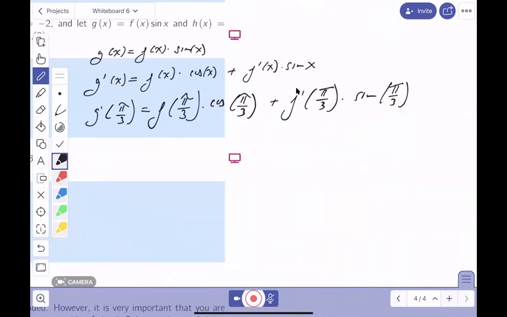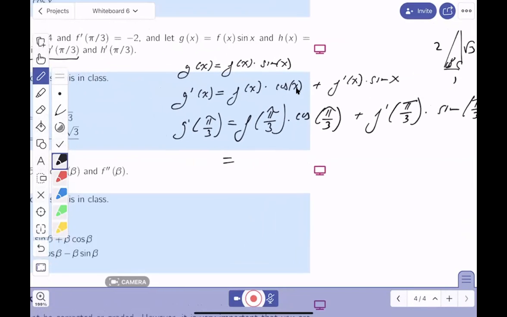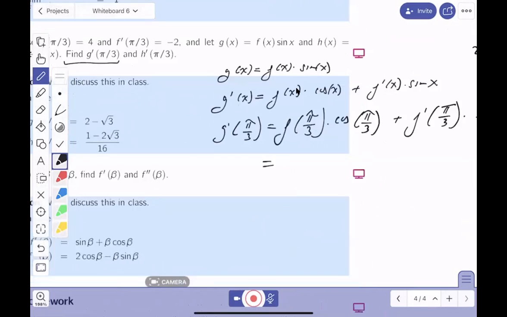Well, I think we did a triangle before like this, right? And pi over 3 is 60 degrees. So this is 60 degrees over here. This is going to be root 3, 2, 1. Let's write this down. Do you know what f of pi over 3 is? I can't remember. It's 4.